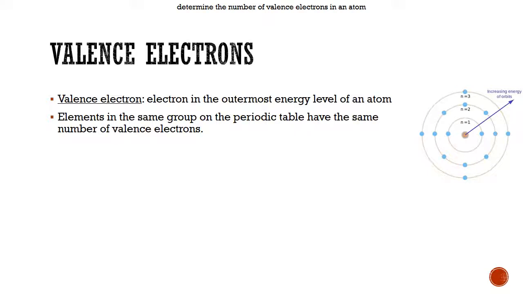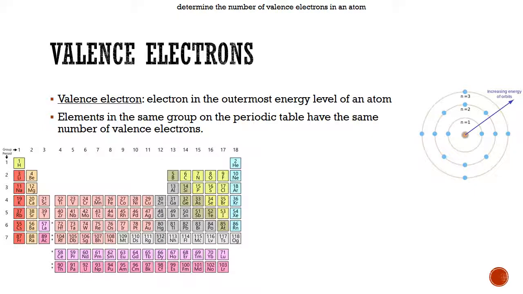So what we want to understand about valence electrons is that elements in the same group on the periodic table have the same number of valence electrons. In other words, if I just have a picture of a periodic table here, if I pick any group, now groups run vertically up and down, and notice across the top here we have group numbers. For example, group 2 would be beryllium, magnesium, calcium, strontium, barium, and radium, and group 13 would be boron, aluminum, gallium, etc.